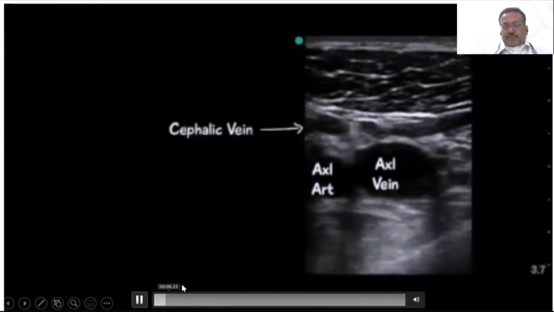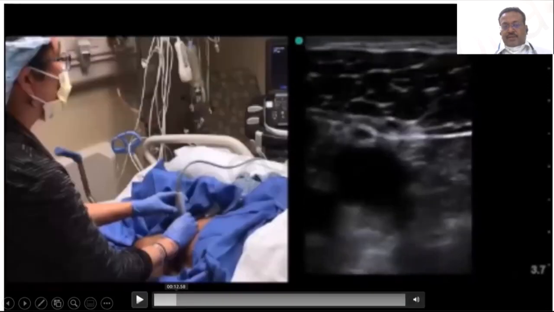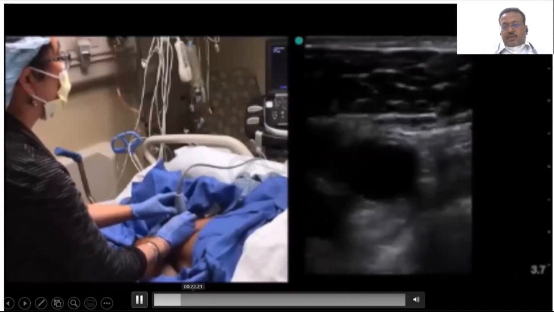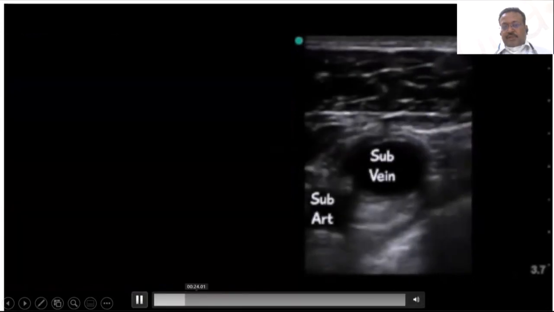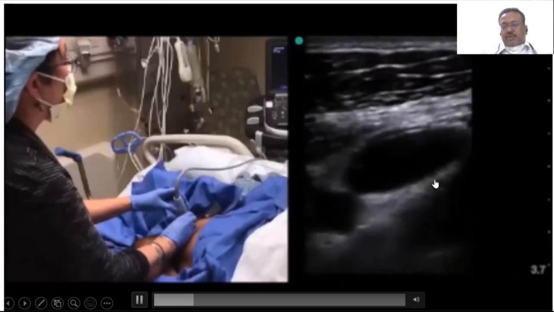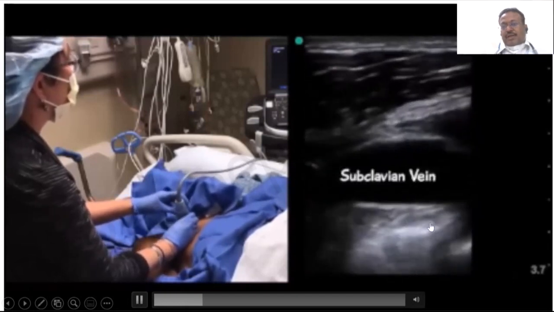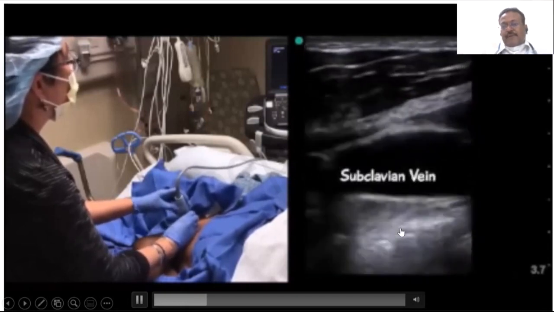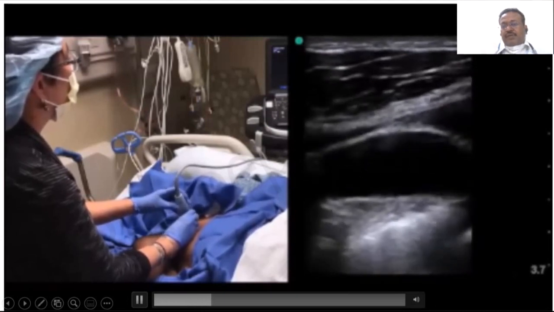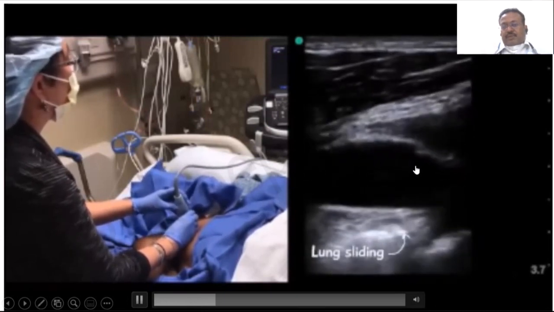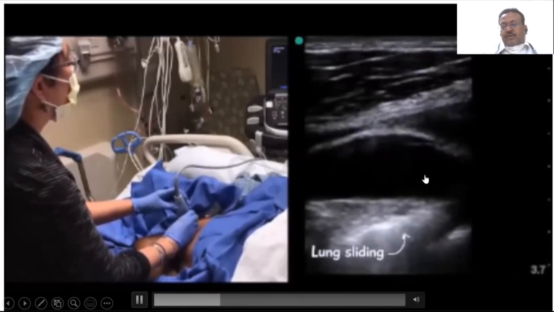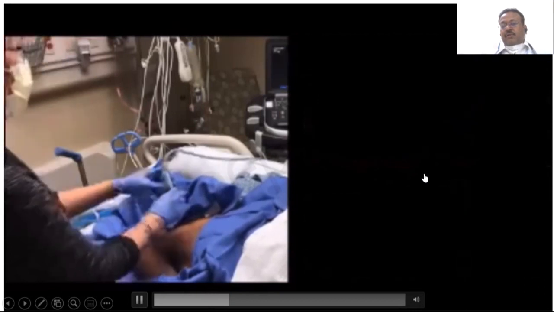So see, that's a subclavian. So you will see that's an axillary vein and axillary artery. So you will see the subclavian vein in a longitudinal view. So that's a subclavian vein and subclavian artery, and this is a pleural line. So you'll have a lung sliding sign very close to the subclavian vein. So that's why, see, the glistening line you see, that's the pleural line. So that's the lung sliding sign you see. And this is the longitudinal view of the subclavian vein. So once you get this and the lung sliding, you know your ultrasound positioning to identify subclavian vein has been good. And then you insert the needle under the guidance.